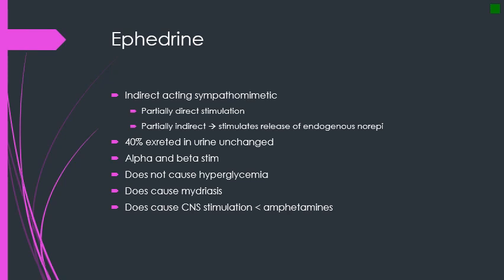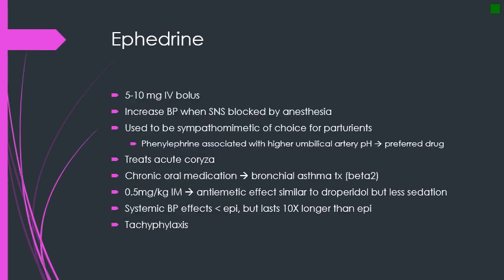So if you get somebody who comes in that is using cocaine or amphetamines, know that their norepi stores are depleted, so you're going to have to switch from your ephedrine to your direct acting epinephrine. Typically, we give 5 to 10 milligram IV boluses in the OR. It increases the blood pressure when the sympathetic nervous system is blocked by anesthesia, such as with your spinals or with any of your neuraxial anesthesia.